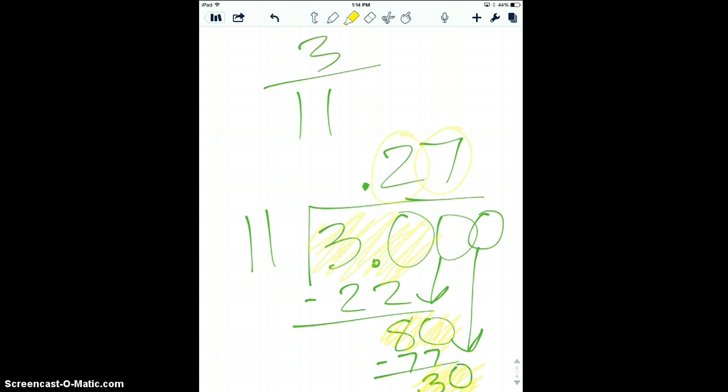And if you don't believe me, keep dividing. Meaning that this decimal is going to be 0.27 with a line over the 27, to say that part just keeps going and keeps repeating.